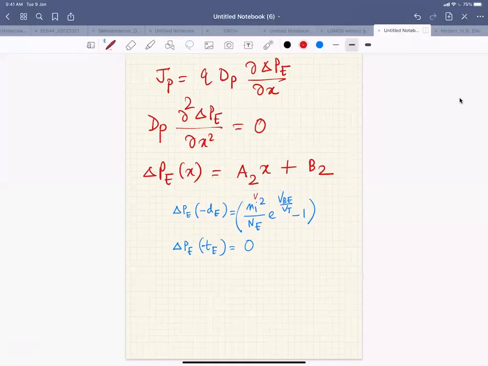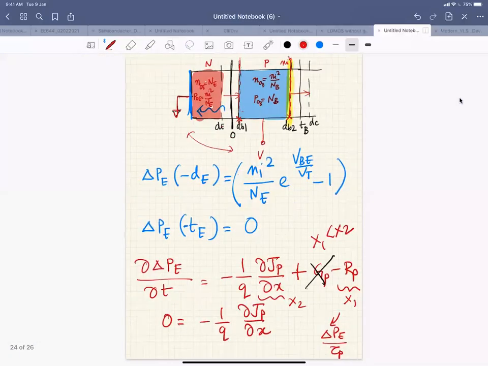So your JP, you do this math, right? So your JP will be Ni square Dp divided by NE T dash, e to the power VB by VT minus 1. What is T dash? T dash is this length, and T dash is nothing but TE minus DE. So TE minus DE, as I told you earlier also, right?